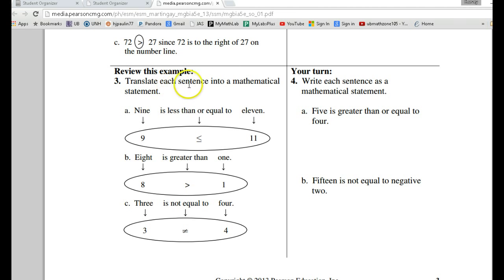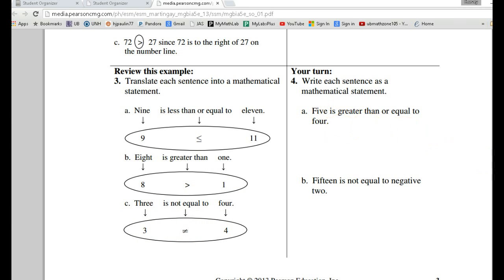So here are some examples. Translate each sentence into a mathematical statement. 9 is less than or equal to 11. This would be English. This is mathematical. 8 is greater than 1. 3 is not equal to 4.